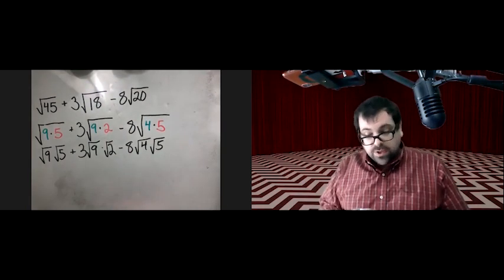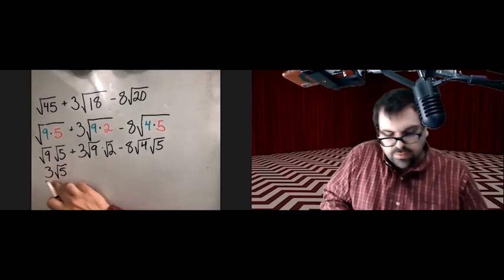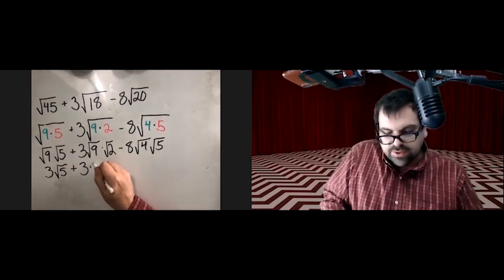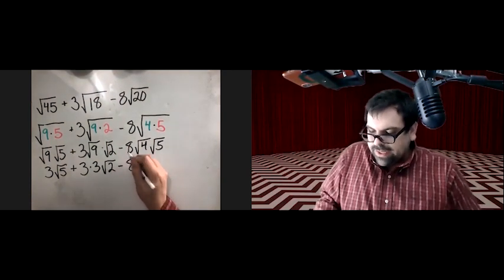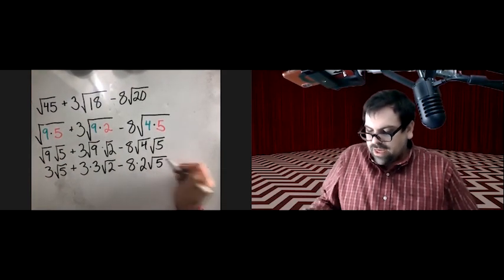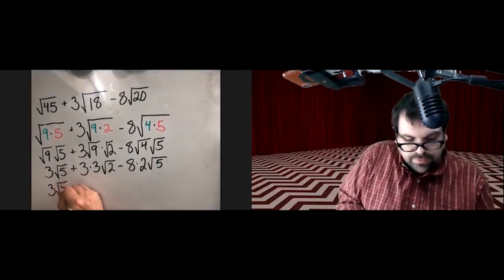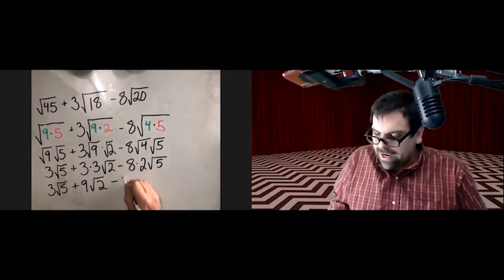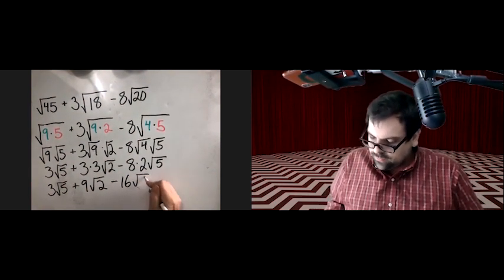The ones we can take the square root of, we do. Square root of 9 is 3. 3 radical 5. Plus 3 times, again, square root of 9 is 3 times radical 2. Minus 8 radical 4 is 2, so times 2 times radical 5. Simplify in front. 3 radical 5 plus 9 radical 2 minus 16 radical 5.